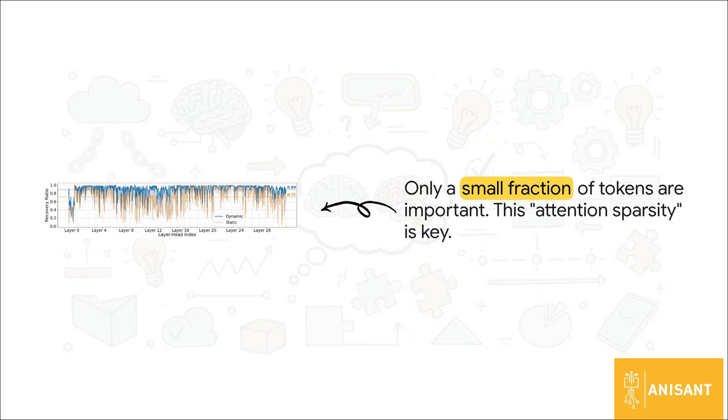And this graph right here, this is the aha moment. This is the key insight. What it shows is that for any task, the AI only needs to focus on a tiny, tiny fraction of all the information in its context window. Almost everything else is just noise. This discovery is called attention sparsity, and it changes everything.